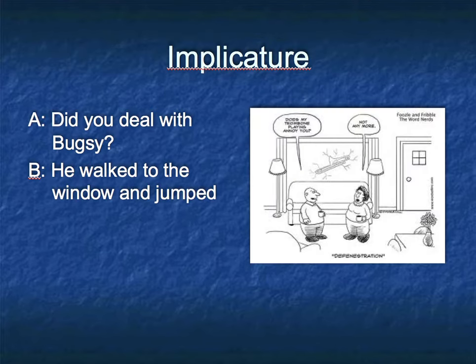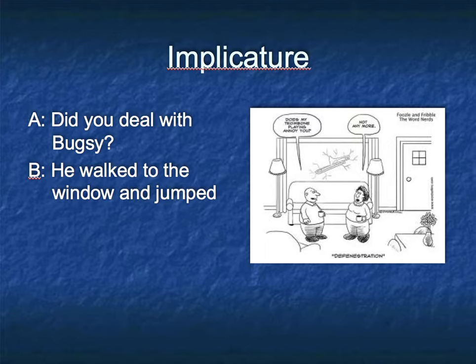Okay, let's move it on and give another example of implicature. Let's take that sentence again and go from the explicature to the implicature. So imagine this is a mafia boss. He's just put a hit on somebody, and he's saying to his hitman, did you deal with Bugsy? And the hitman says, he walked to the window and jumped.